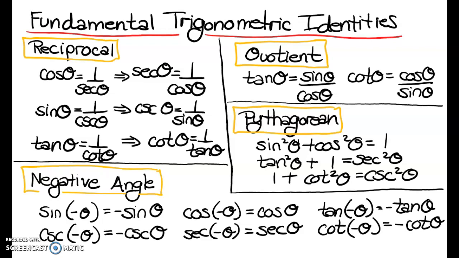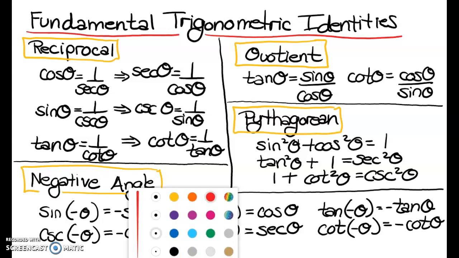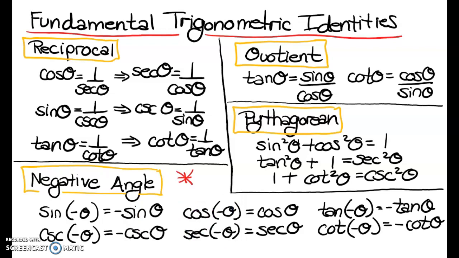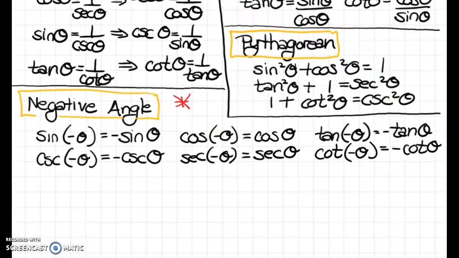So then we're going to take a look at and add to these identities. We're going to add our negative angle identities right here. All right, so these are our new definitions. It says sine of negative theta equals negative sine of theta, cosine of negative theta equals cosine of theta, cotangent of negative theta equals negative cotangent of theta. Cosecant of negative theta equals negative cosecant of theta. Secant of negative theta equals secant of theta. And tangent of negative theta equals negative tangent of theta.